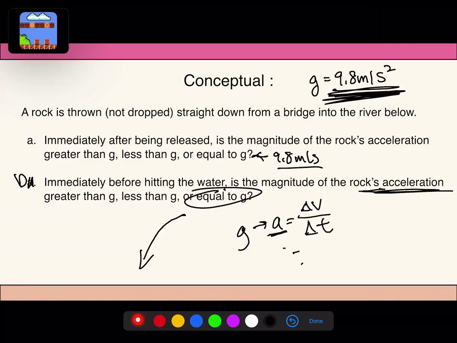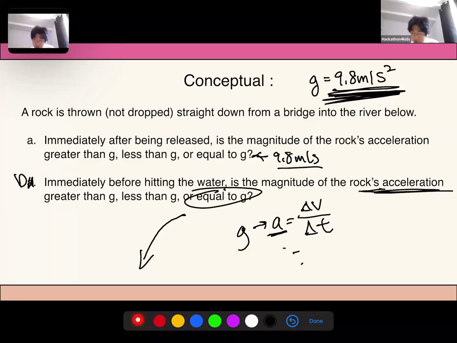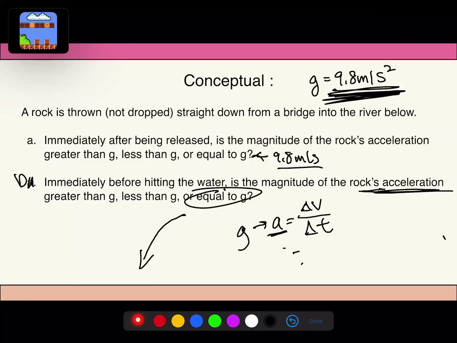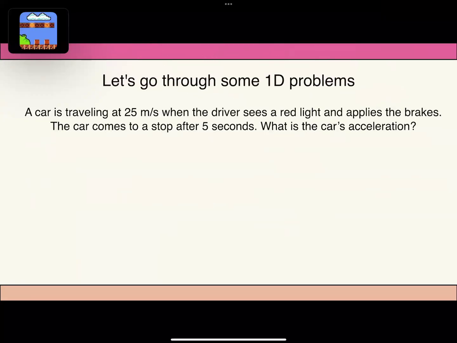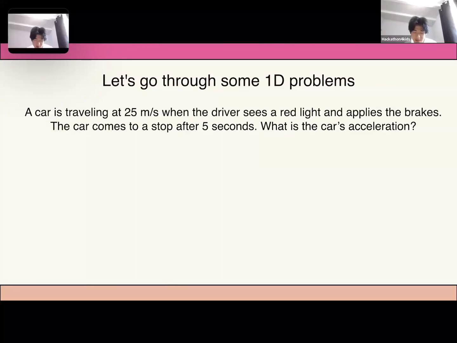We don't have a lot of time left, so let's try to do one kinematics problem. Let's go through some 1D problems. A car is traveling at 25 meters per second when the driver sees a red light and applies the brakes. The car comes to a stop after 5 seconds. What is the car's acceleration?